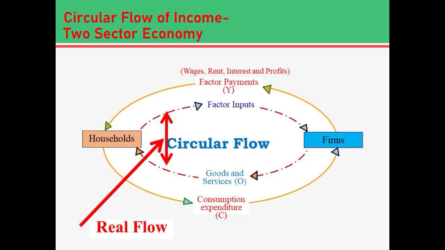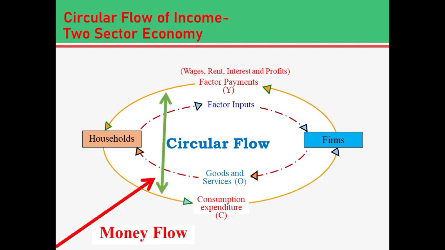The second type of flow is money flow. So money flow here, as I have shown in the diagram, see the factor payment made by the firms. This is exactly equal to the factor earning by the households. That means the cost of production by the firms. That means the factor payment, which is in the form of wages, rents, interest, and profit. This is factor payment, which is equal to the factor earning. This is in the form of money. That is why it is money flow.